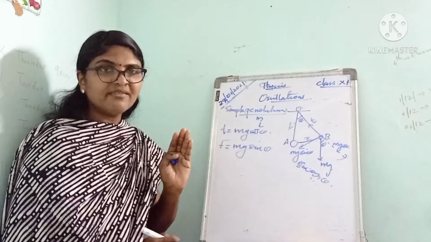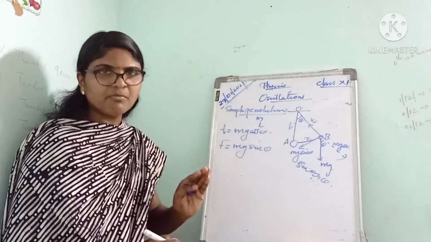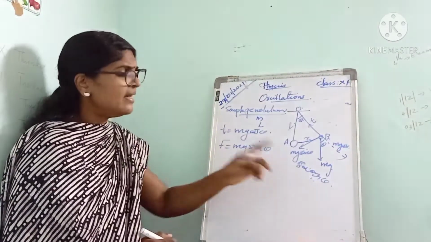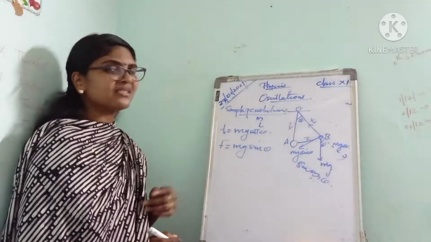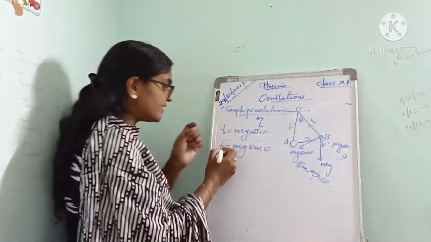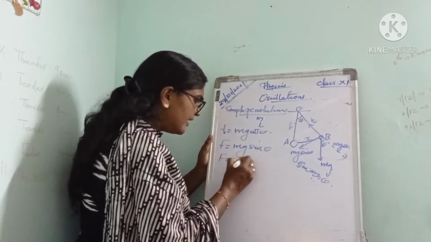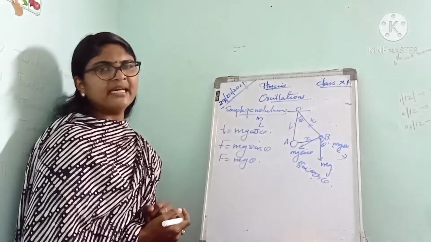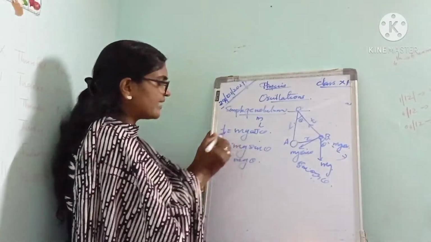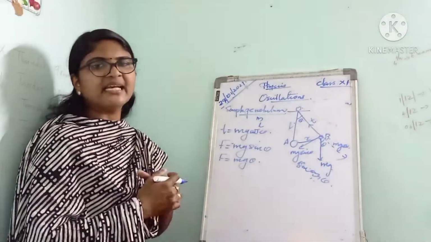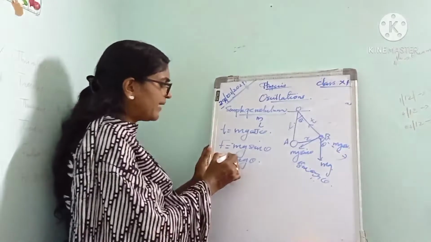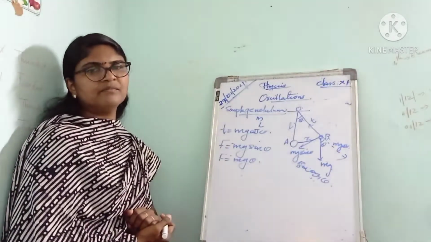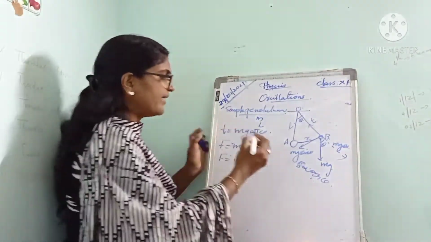If the angle theta is very small, then sin theta can be approximately equal to what? Theta. So this equation becomes F equal to mg theta. Here also we are putting in the negative for the restoring force, minus mg sin theta, so minus mg theta. Isn't it? But what is theta?